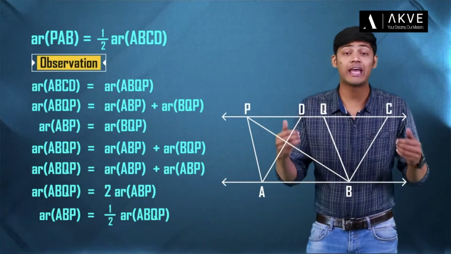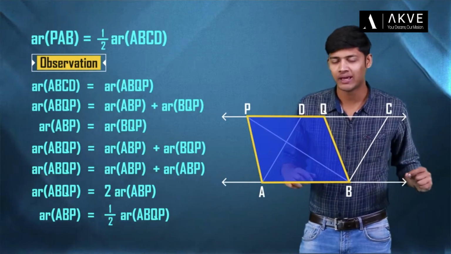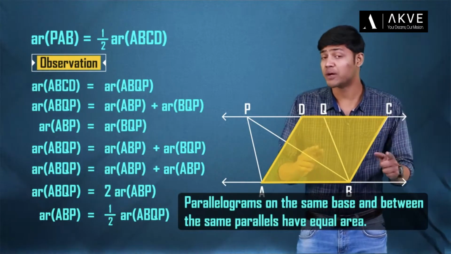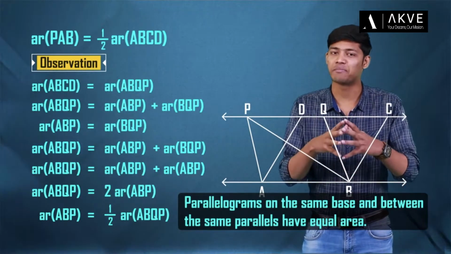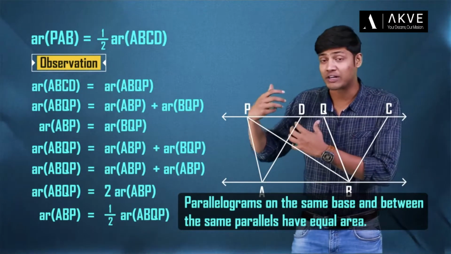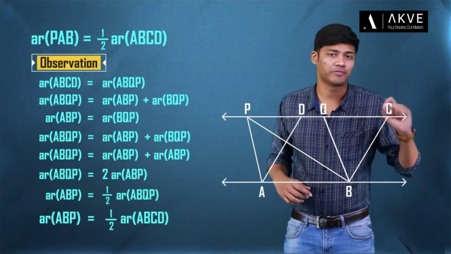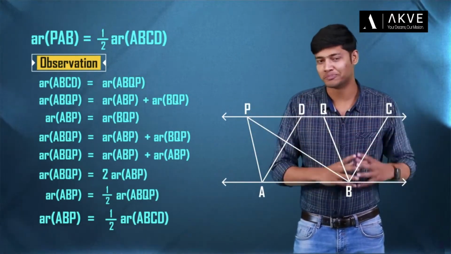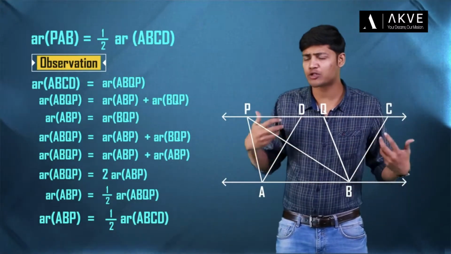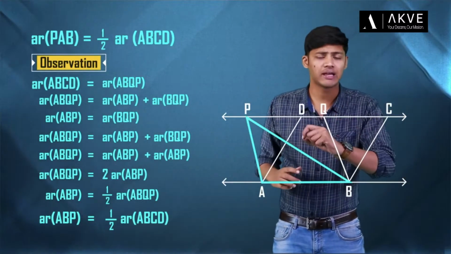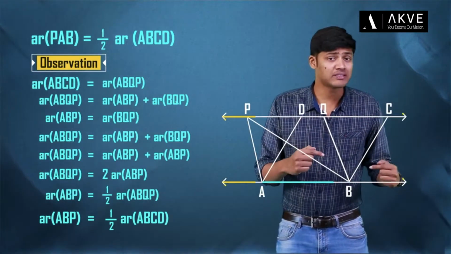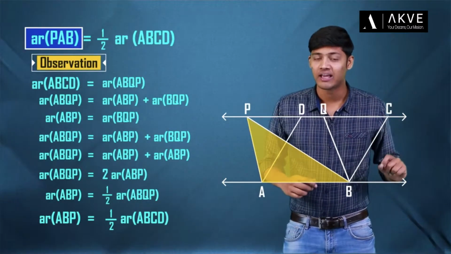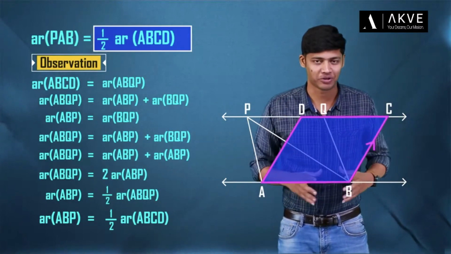We also proved that the area of the parallelogram ABQP is the same as the area of the parallelogram ABCD, since both of them are on the same base and between the same parallels. So, the area of the triangle ABP is half of the area of the parallelogram ABCD. That's it. We proved the problem. In this problem, what we actually proved is, if there is a triangle and a parallelogram on the same base and between the same parallels, then the area of that triangle is half times the area of that parallelogram.